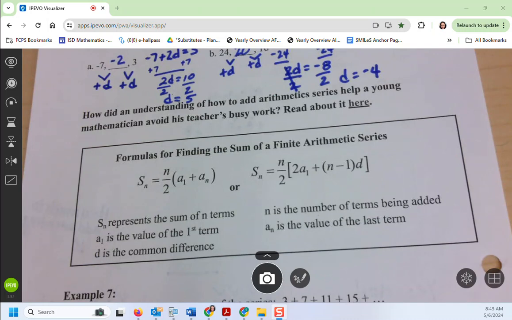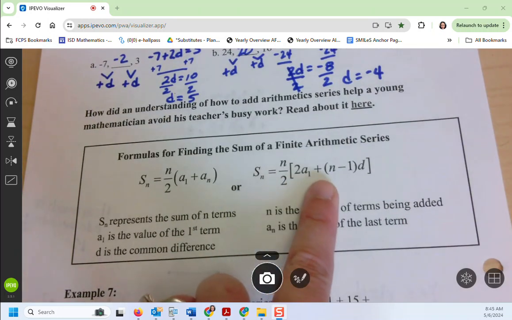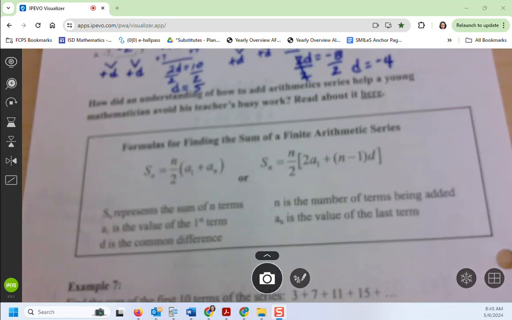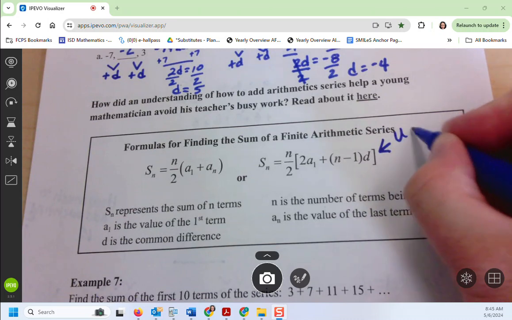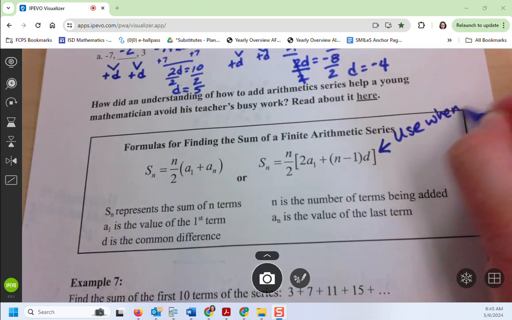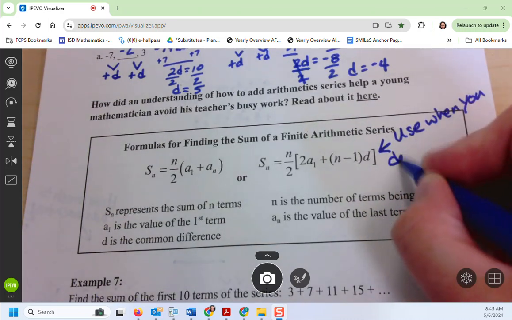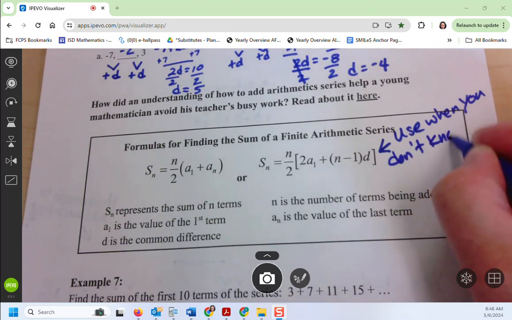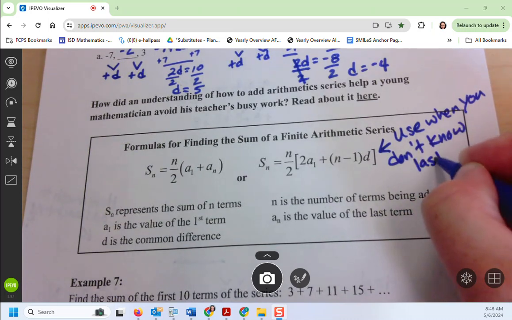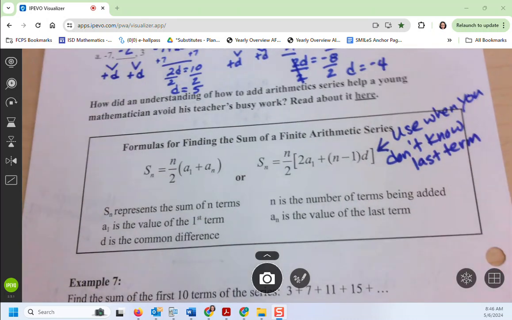Sometimes you don't know the last number though. So if I say I'm going to do this pattern where I start at 7 and I add 3 each time, and I want to know the sum of the first 100 terms, but I don't know what that last term is, then I can use this formula. It's more complicated, but you use this one when you don't know the last term. Okay?